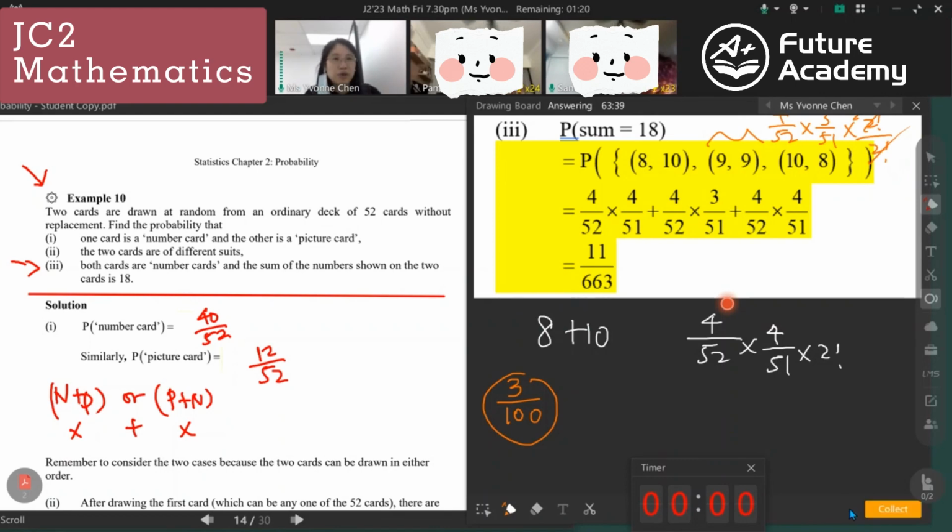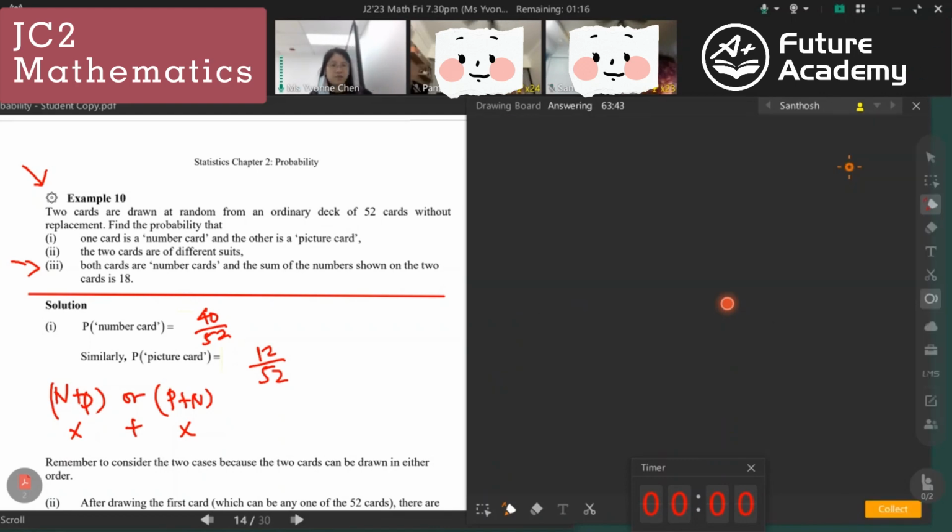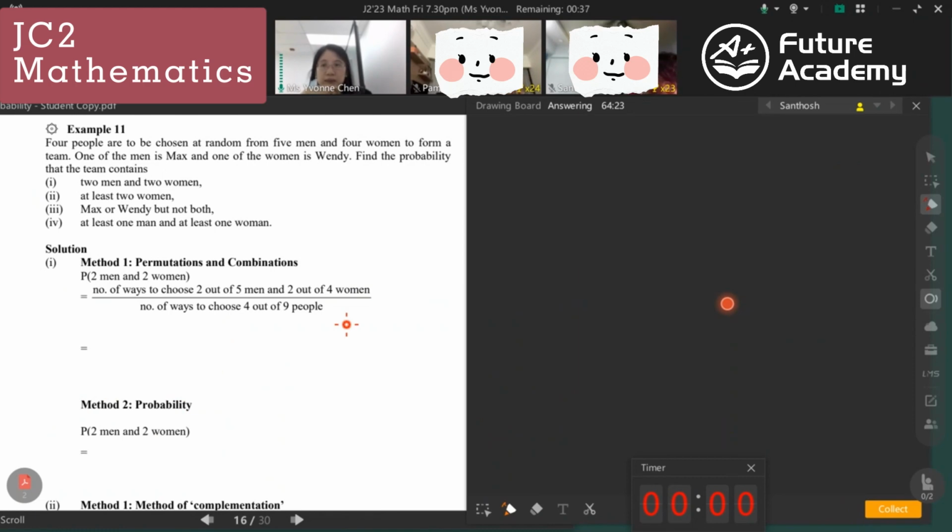You take a photo and upload your table. Then I can figure out which part went wrong. Pamika can do question 11 now. Santosh, type out your... you take a photo and upload your table. Let me take a look.